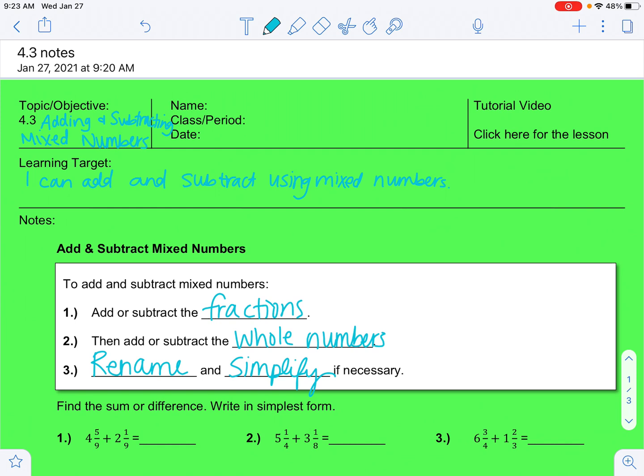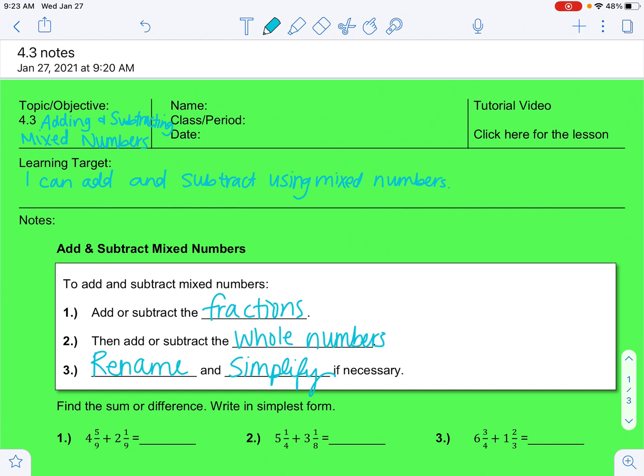Today we are going to continue Unit 4, and this lesson is all about adding and subtracting mixed numbers. So our learning target for today is, I can add and subtract using mixed numbers. Alright, so I want you to pause the video and fill out our white box, and then when you're finished we will get started working on our problems for today.